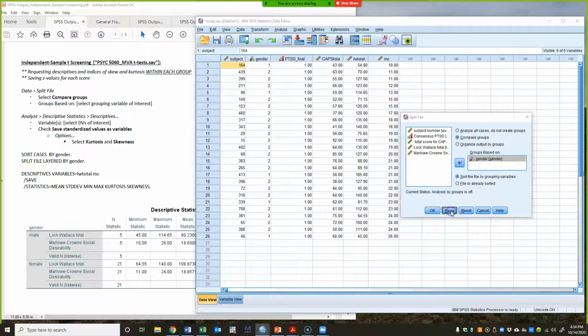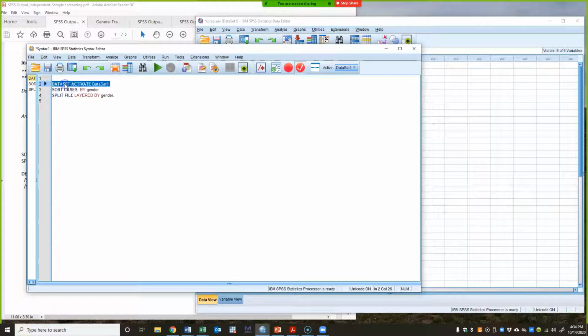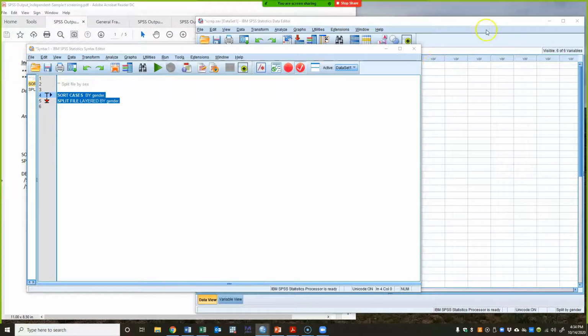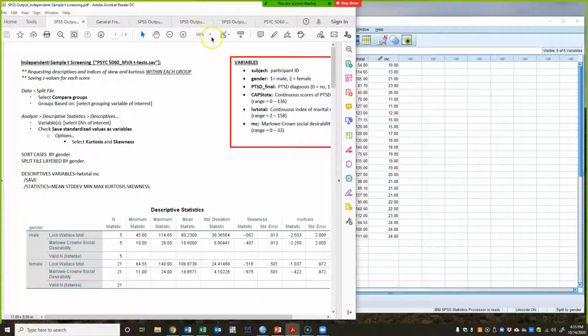Then I'm going to hit paste. I would encourage you to do the same, because I'm going to tell you right now, your screening for this problem is going to follow probably the same steps as screening for any problem. So I'm going to say split file by sex here, and then run that syntax. What I see is it's put my men first, my women second. As long as I have that split file on, any analysis I run is going to run separately for men and for women.